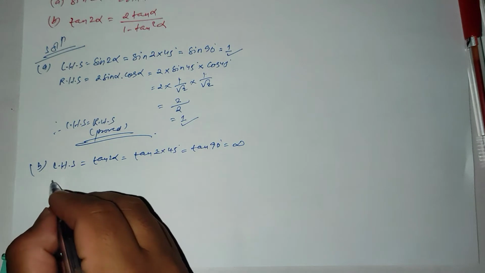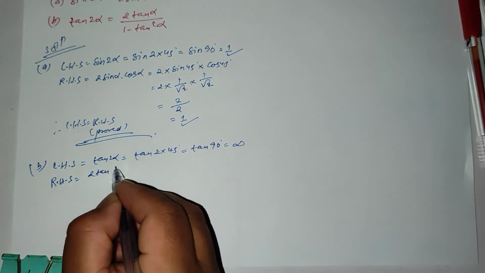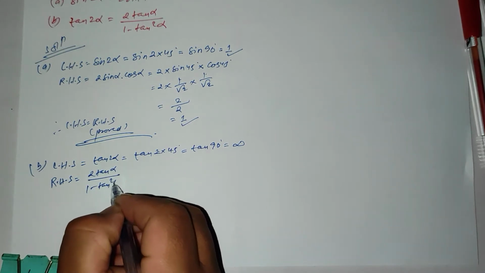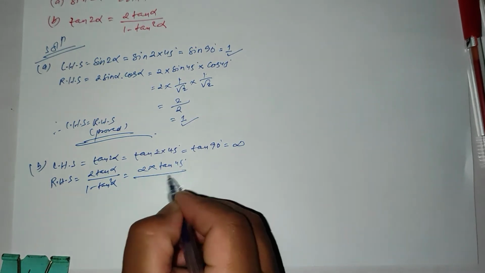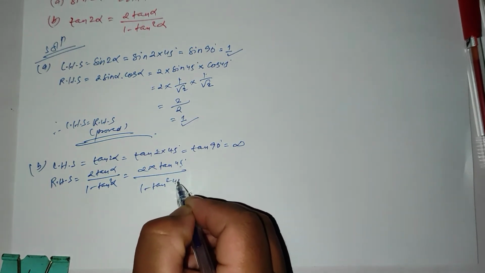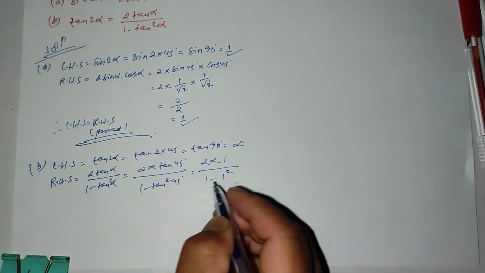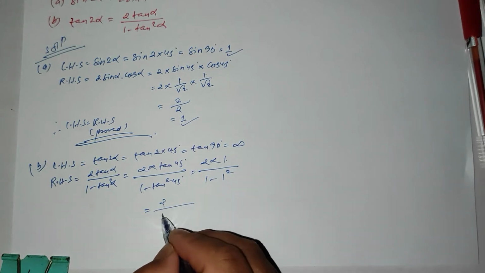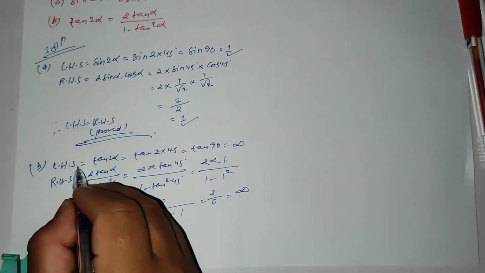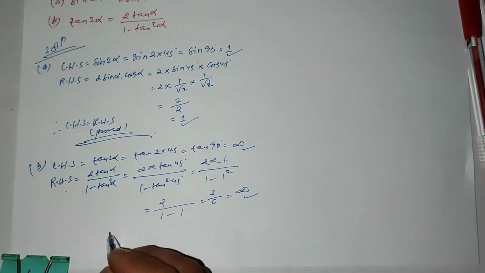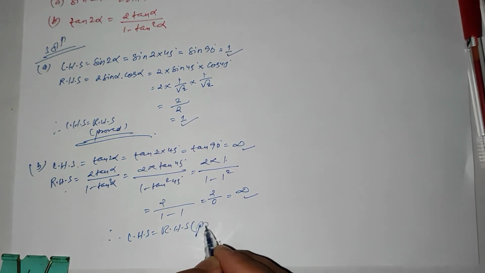In number B, right hand side equals 2 tan alpha divided by 1 minus tan square alpha. 2 tan alpha means tan 45 degree, and tan 45 value is 1. 1 minus tan square 45, tan 45 value 1, squared. 2 ones are 2, 1 minus 1 square is 0, 2 divided by 0 is also infinite. Left hand side equals infinite, right hand side is also infinite, therefore left hand side equals right hand side, hence proved.